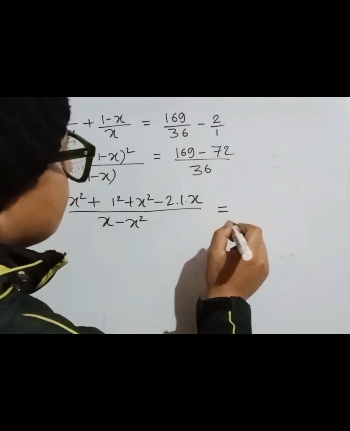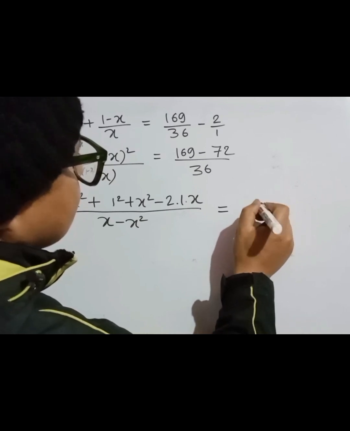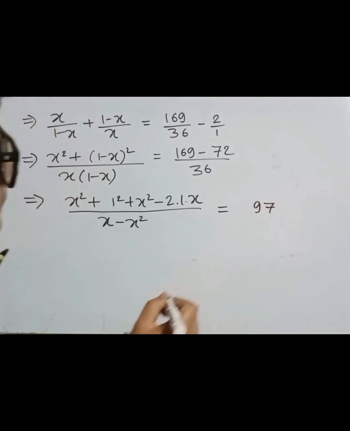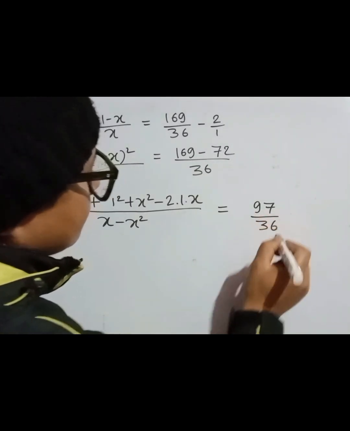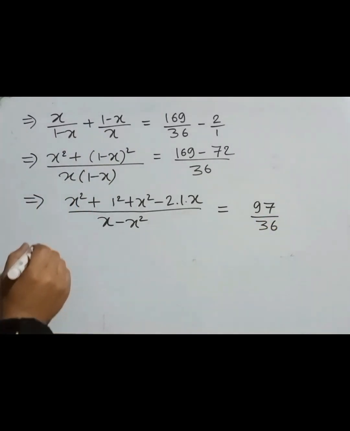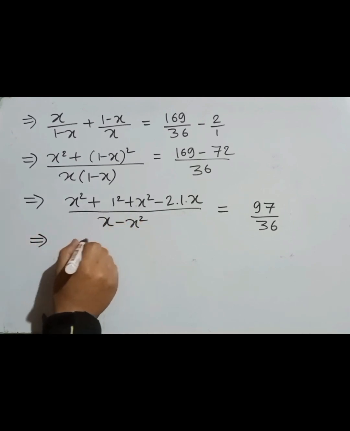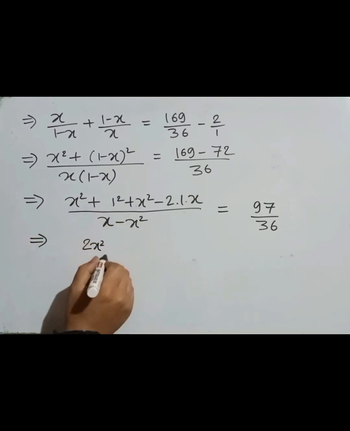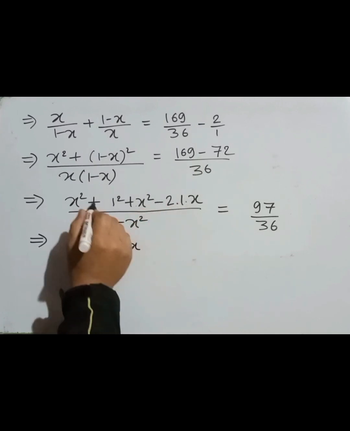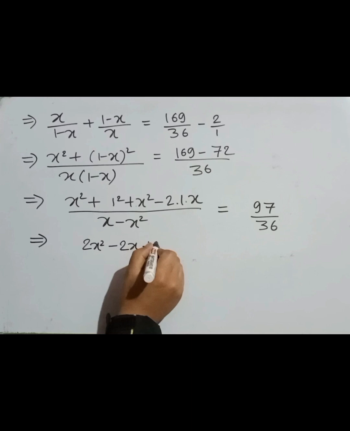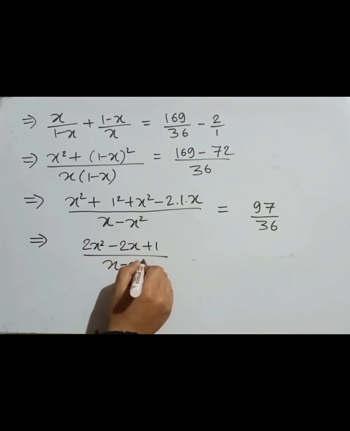And the right hand side, 169 minus 72 is 97 upon 36. 97 upon 36. And in the next line we can simplify the numerator. We can add this 2x square, and the sum is 2x square minus 2 into 1 into x is 2x plus 1 square is 1, and the denominator is x minus x square.